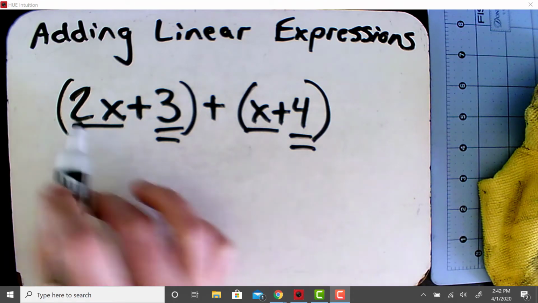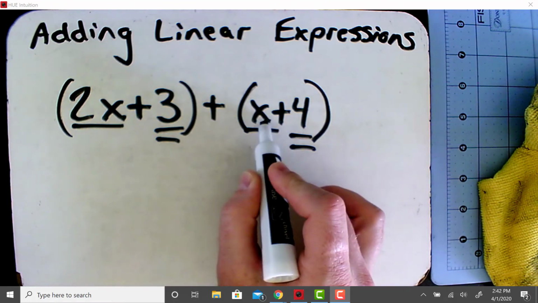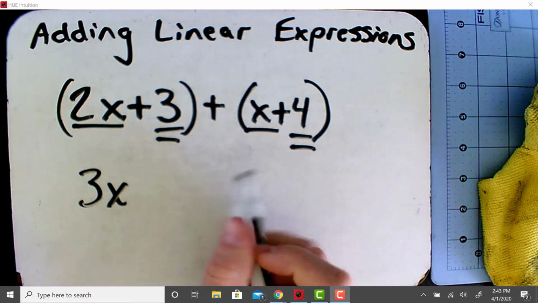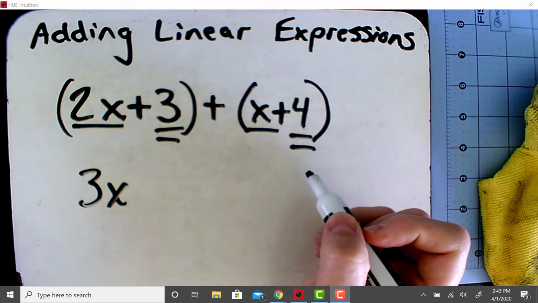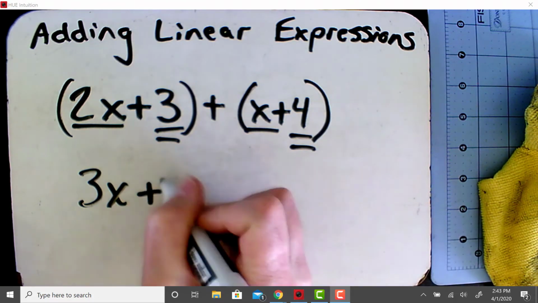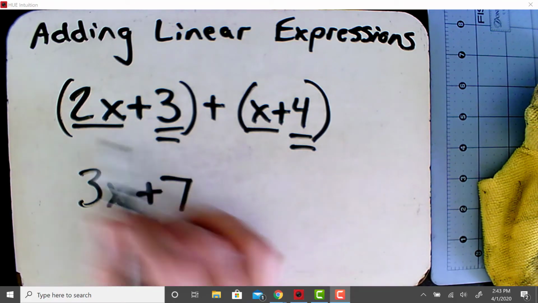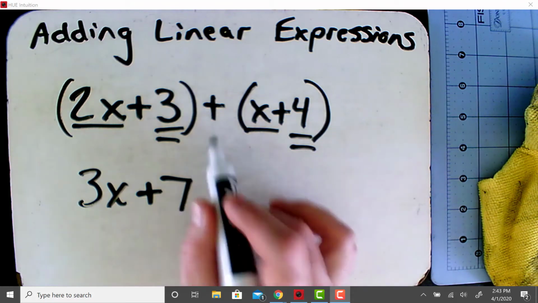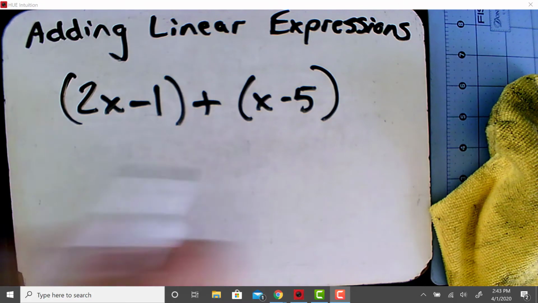And so I've got 2x, and now this is a plus sign, and I'm adding x. So 2x plus x is going to get me 3x. And I've got 3, and I've got a plus 4. That's going to get me a 7. So that would be a plus 7. And I've now combined these two linear expressions, added them together, and I've gotten 3x plus 7.